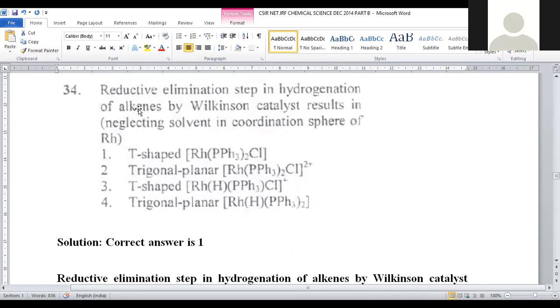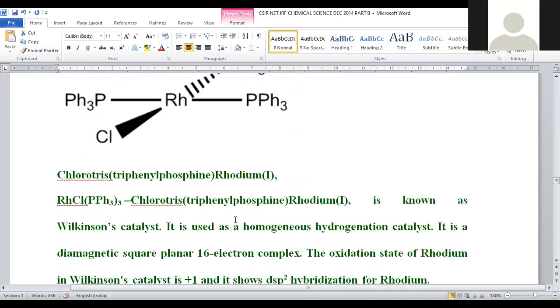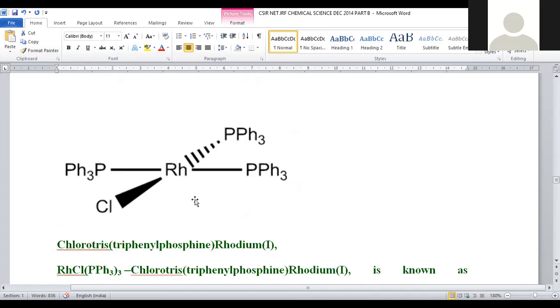Let us move on to question number 34. Reductive elimination step involved in the hydrogenation of alkenes by Wilkinson catalyst results in neglecting solvent in the coordination sphere of rhodium. So Wilkinson catalyst is a suitable catalyst for reduction purpose. So it is a reducing agent. Being it is the system of rhodium and having triphenyl phosphine groups and one chloro.